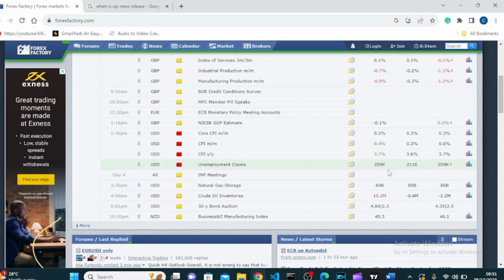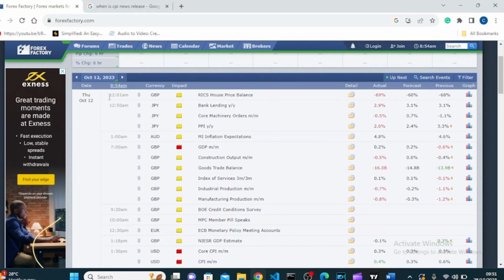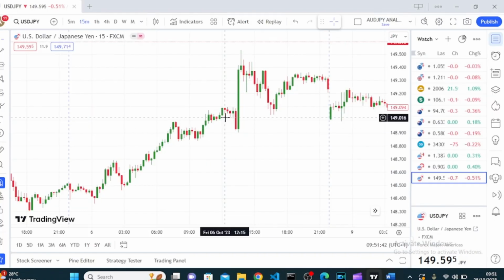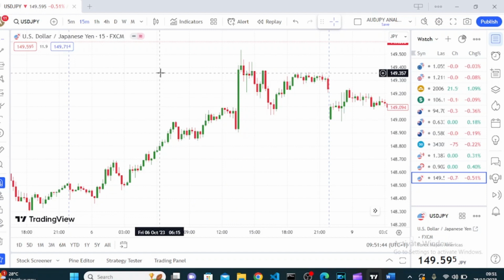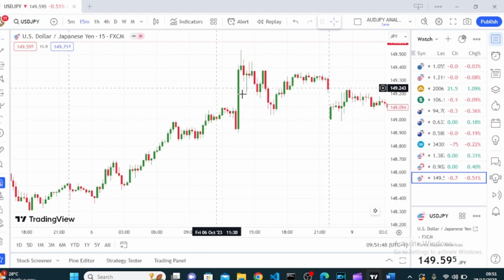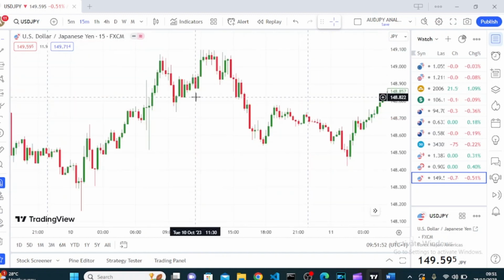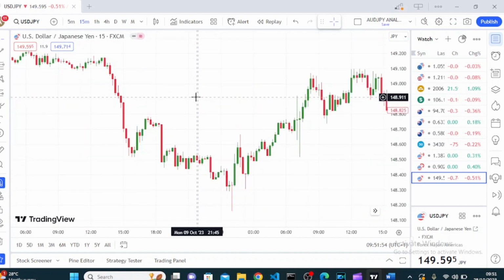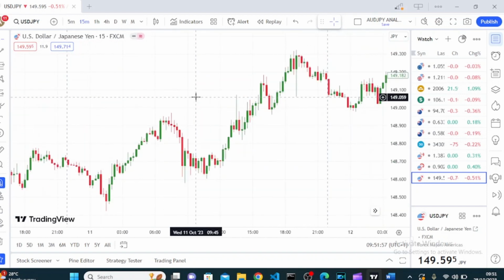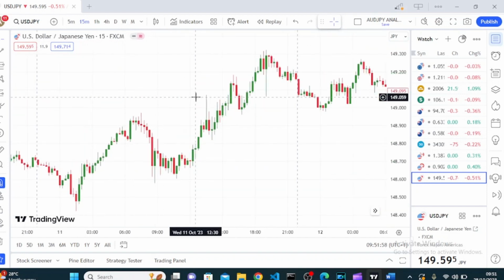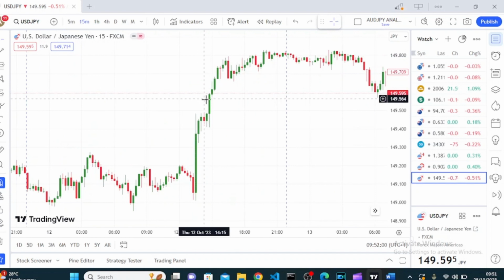Are we together? So let's look at the chart. Remember, this is the 12th of October, right? So let's look at the chart. Okay, this is USD JPY. Let's look for the 12th of October. Okay, this is the 12th of October.